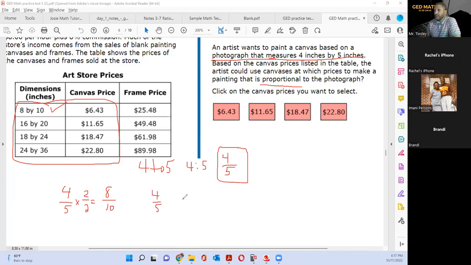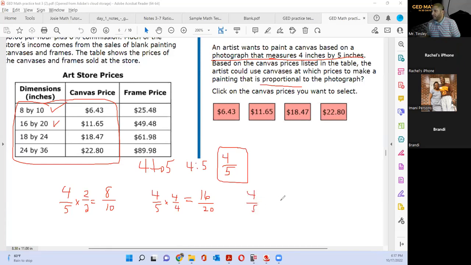4 to 5, is that equal to 16 by 20? What do we have to multiply 4 by to get 16? 4. Whatever we do to the top, we do to the bottom. Well, 5 times 4 is 20, correct? So 16 by 20 is proportional. So now we're going to go to the third canvas.